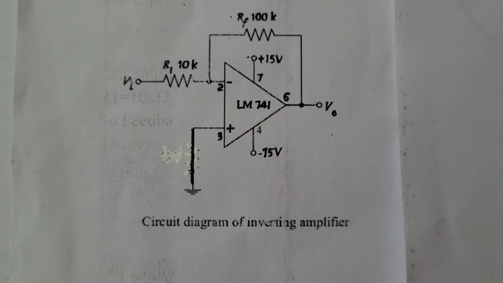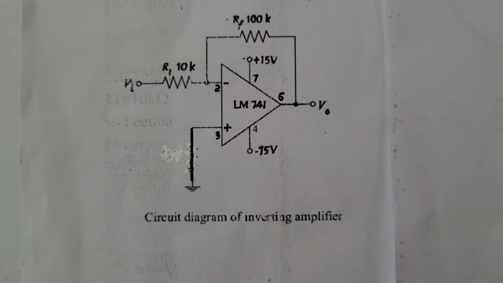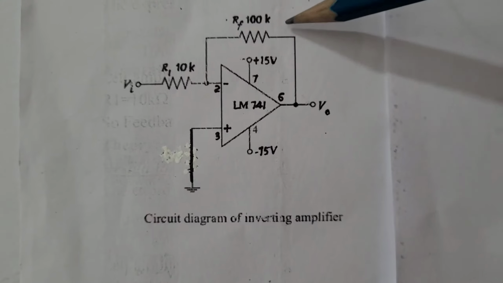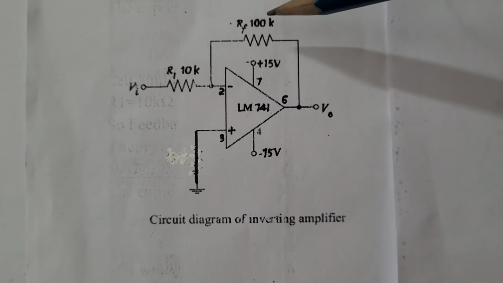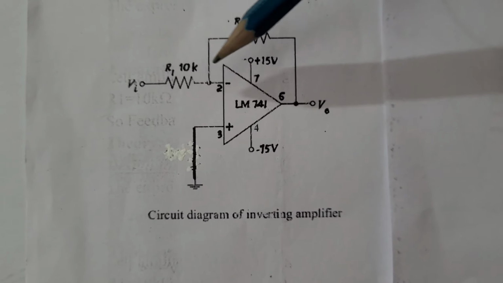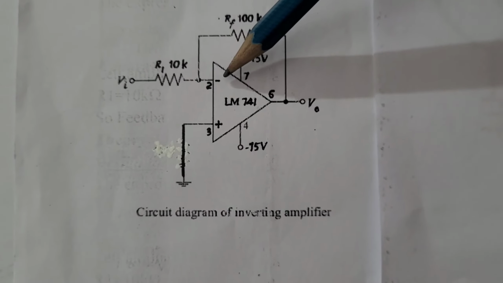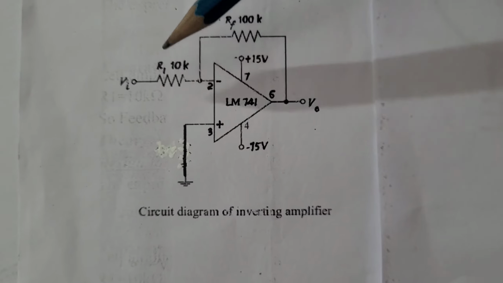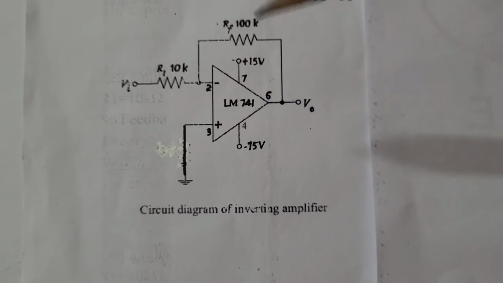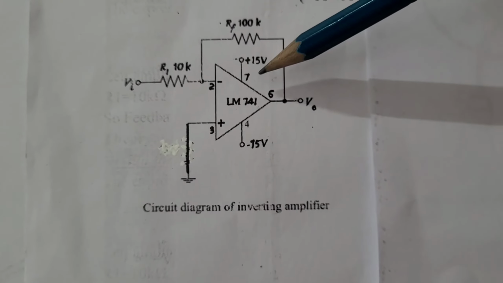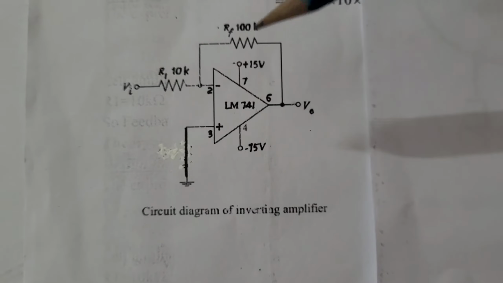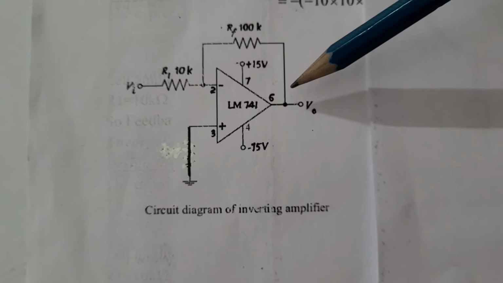This is the circuit diagram of inverting amplifier. Some portion of the output signal is fed to the input via the feedback resistance RF. Input signal is fed to the inverting terminal of the IC via resistor R1. Grounding is given to non-inverting terminal. Plus 15 volt is given to pin number 7, minus 15 volt is given to pin number 4 and output is taken from pin number 6.